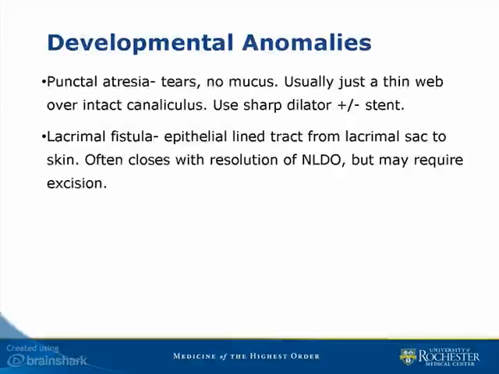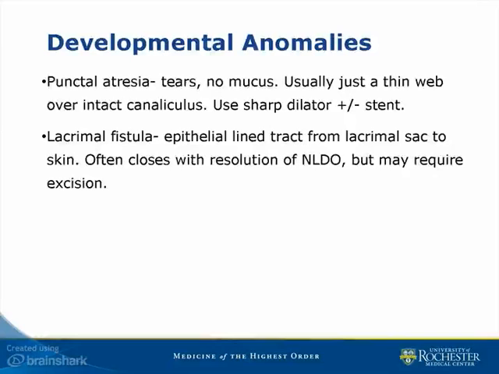These patients present with tearing but no mucus, as there's no reflux from the nasolacrimal sac. There's usually just a thin web of epithelial material over an intact canalicular system. These can be dilated with either a sharp dilator or a pin in the operating room. You may put a stent across to make sure it doesn't heal back over.